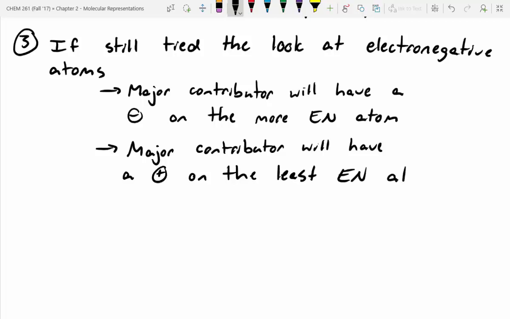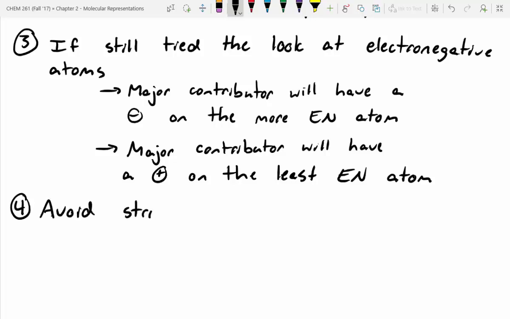Sorry. Am I spelling it right? Okay. All right, so you want to look at electronegativity. Ideally, you want the negative charge to be on the more electronegative atom, but if you don't have negative charges, you want the positive charge to be on the least electronegative atom. Number 4 is a pretty simple one.